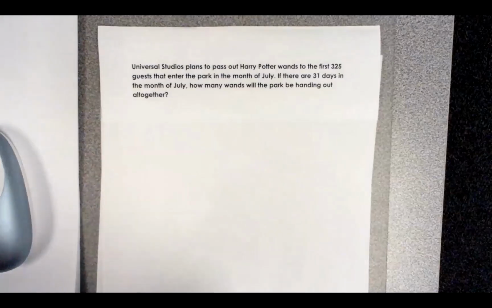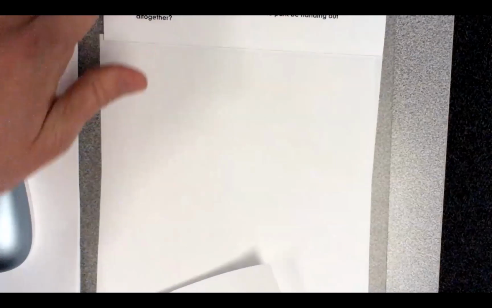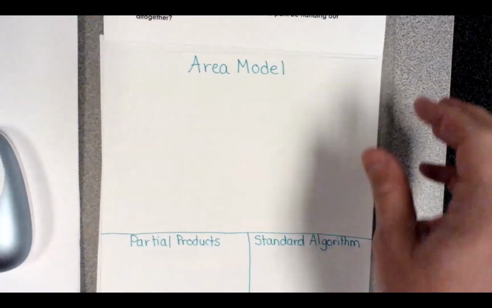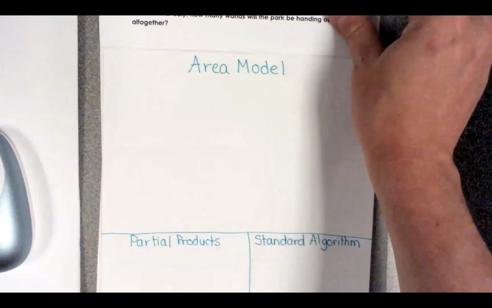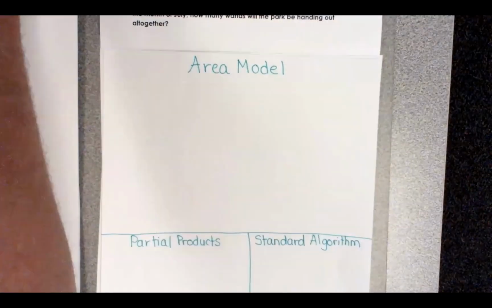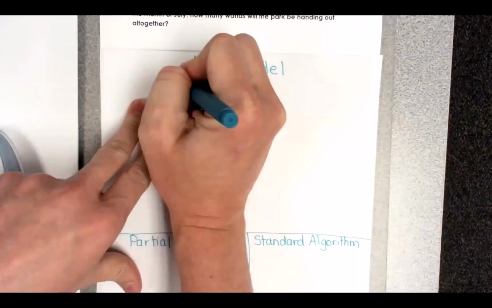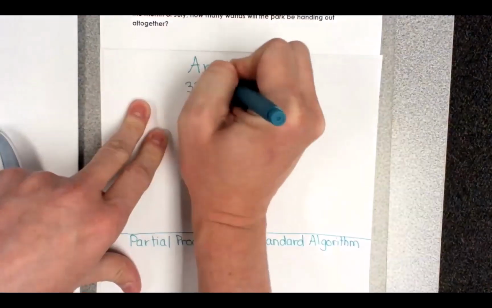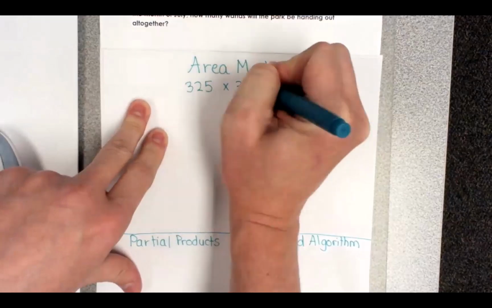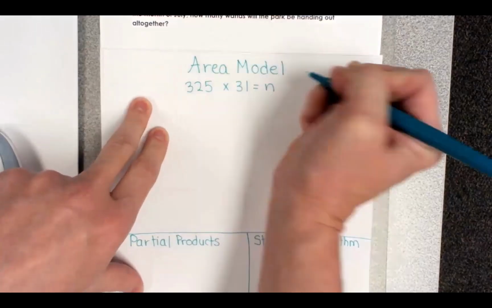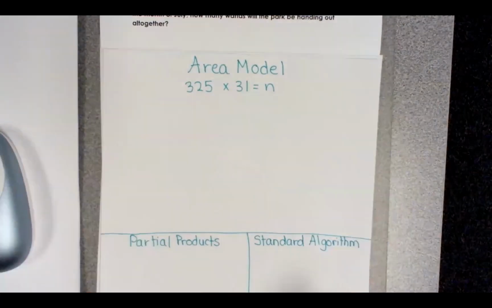As I mentioned earlier, I am going to show you 3 different strategies for multiplication for this exact same problem. So we're going to start with the area model. Again, I'm going to write my equation first. I know I'm multiplying 325 times 31 to figure out how many wands the park is handing out altogether. Since I don't know that, I'm going to put in a variable, an n. I could use any variable. I could use a question mark, but that represents the unknown in the problem.